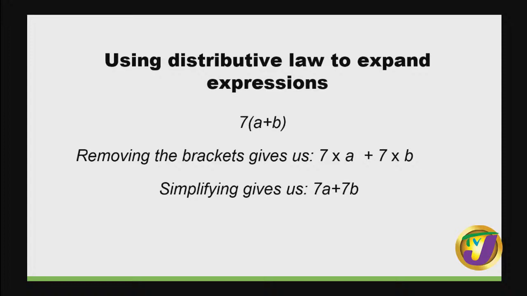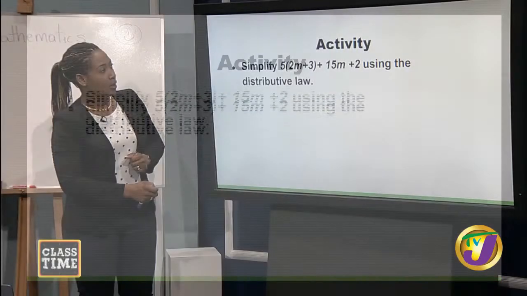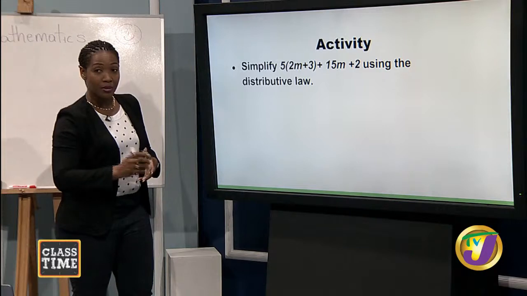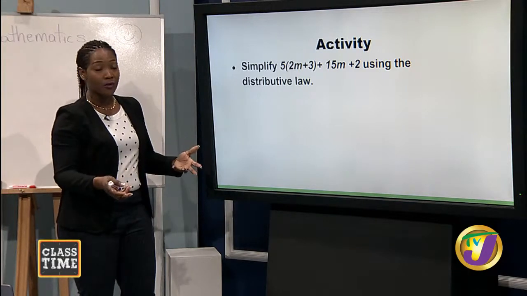And simplifying gives us, as you can see there, now we can always factor out the 7 if we need to, but of course we just distributed the 7. So that's fine. Let's look at another activity. So we're going to simplify, remember the term simplify, to reduce to its simplest form.